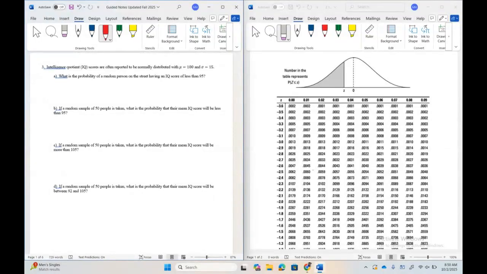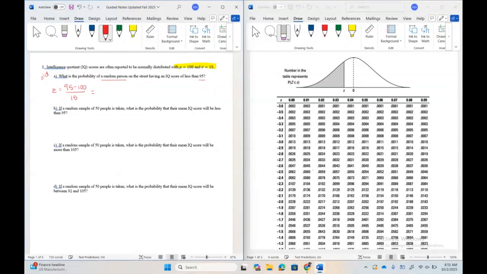All right, next question. We have IQ scores. They're normally distributed. We have a mean, and we have a population standard deviation. What is the probability of a random person, so one person, having an IQ score less than 95? So this is our old formula for Z since it's one person. So we're going to say Z equals 95 minus 100 over 15.